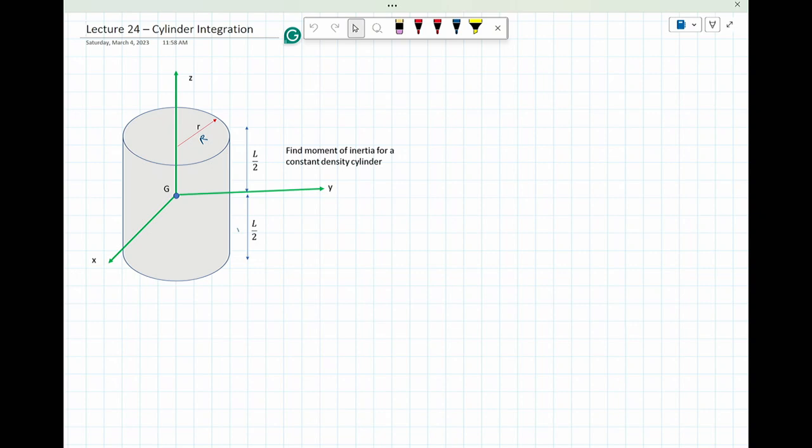We have the moment of inertia for a constant density cylinder. Its center of mass is G, and it's defined there as the origin. I have X, Y, and Z. And I can say that dV equals 2 pi L r dr. So I'm just taking, we'll integrate in small shells and integrate all the way across, L being just the total distance across.